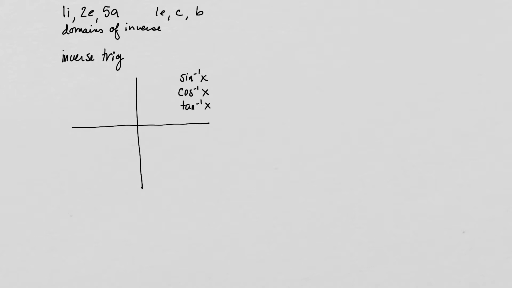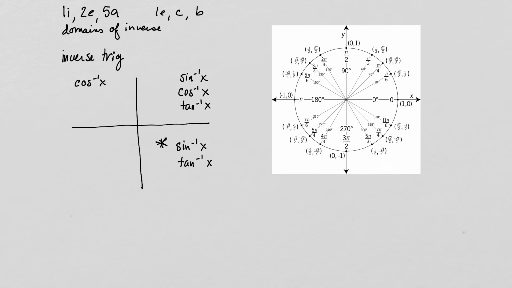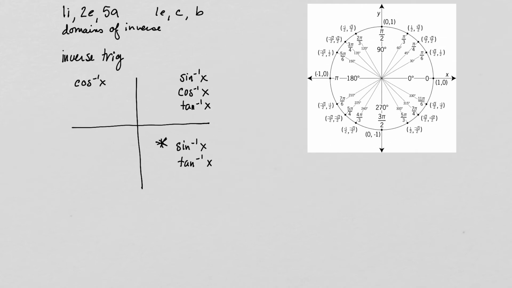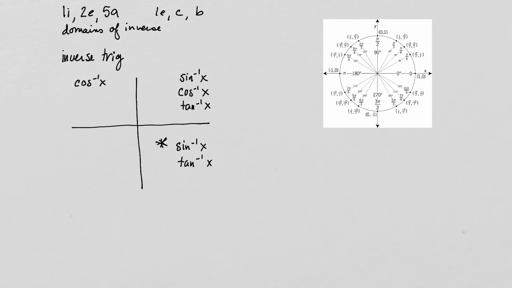Inverse cosine is in quadrant 1 and quadrant 2. And then inverse sine and inverse tangent are in quadrant 4. But remember, I'm going to put kind of a star here in quadrant 4 because the stuff in quadrant 4 we have to write as a negative angle. And so let me add in here our unit circle so we can kind of refer to that. Let me make it a little bit smaller here.